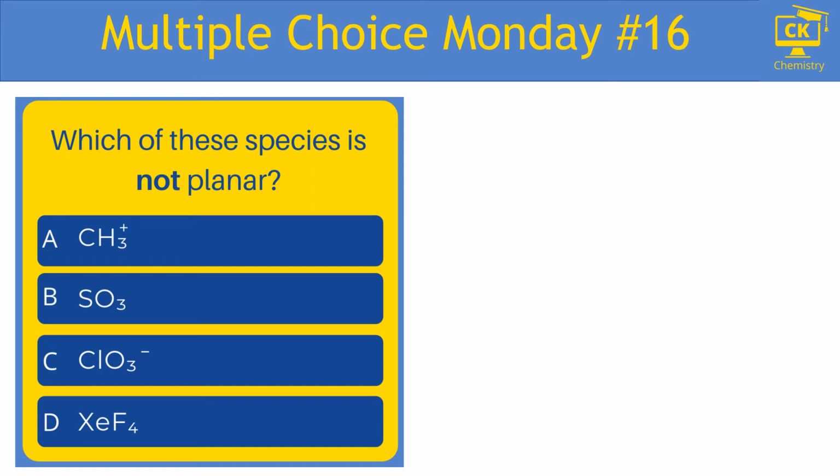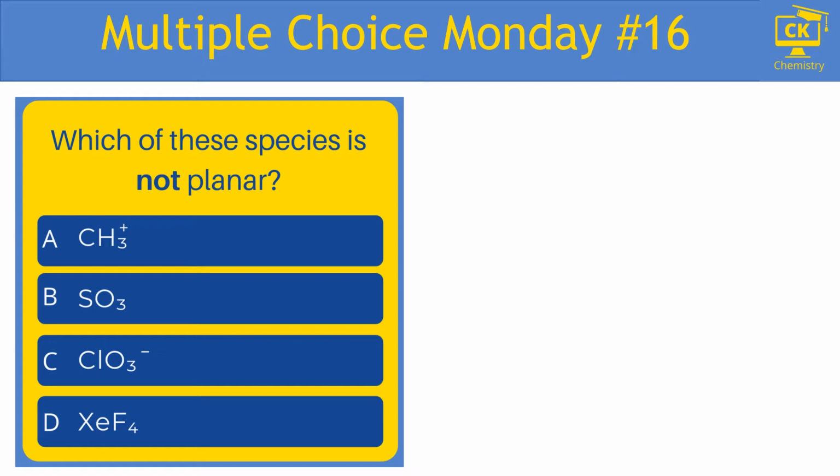This week's Multiple Choice Monday is a shapes of molecule question. Shapes of molecules are really popular in multiple choice questions. They don't like to take up a lot of the exam paper, but they do like to put in some strange, unusual things. Okay, so it's asking which of these species is not planar.